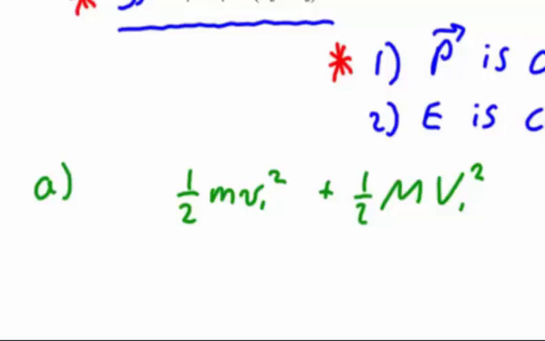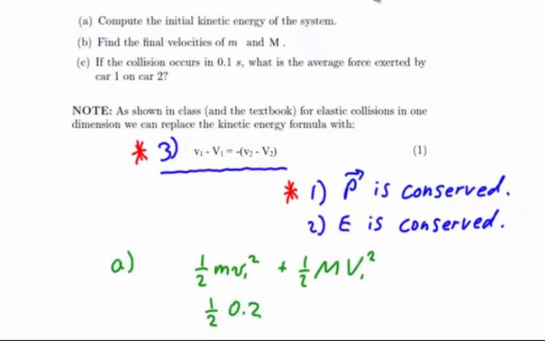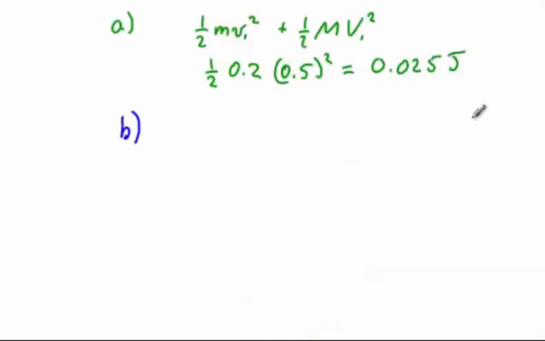Since the large mass is stationary at the original moment, its term gives us 0, and the total energy in the initial moment will simply be 1/2 times 0.2 kilograms times 0.5 meter per second squared, which is equal to 0.025 joules, or 25 millijoules. Now let's move on to that collision.